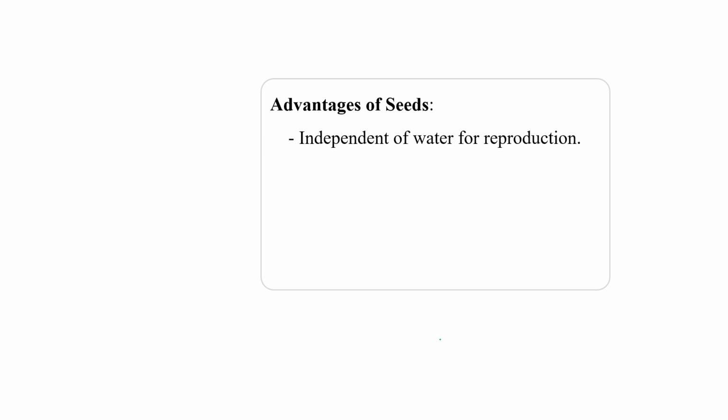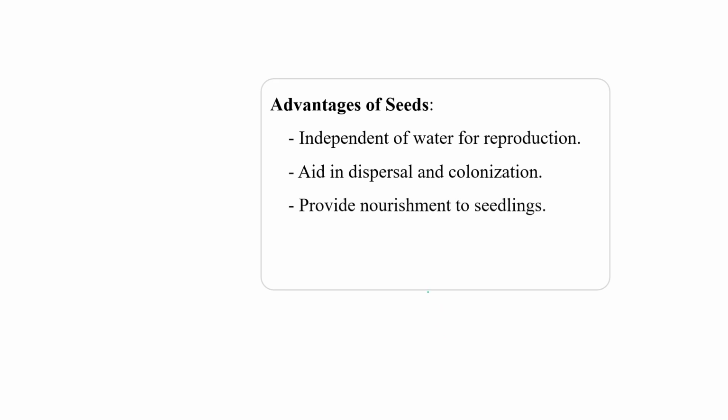Okay. Now, what are the advantages of seed? Seeds are independent of water for reproduction. They aid in dispersal and colonization, and provide nourishment to the seedling. Seeds provide protection by a hard seed coat, and they generate genetic variation.